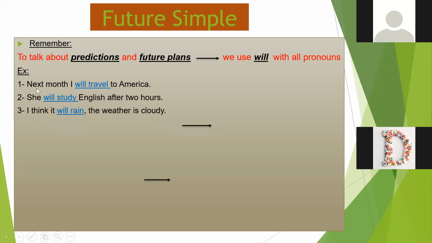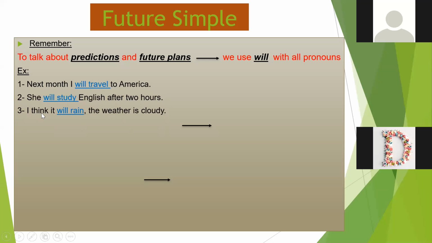Let's see number one. Next month is the keyword, and then I will travel. So will is the future and travel is the verb stem. Next month I will travel to America. She will study English after 2 hours. After 2 hours is the keyword, so I will put will and then the verb stem.